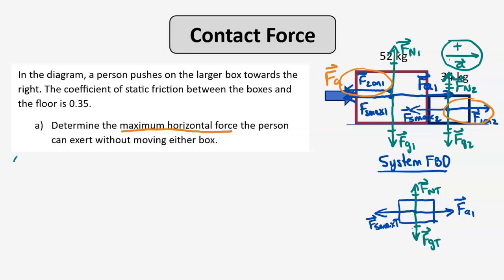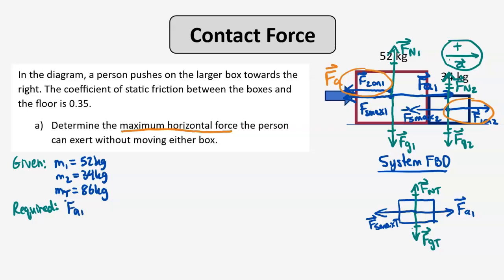Now we go through our givens and requireds, analysis, solution, and statement. The givens are that mass 1 is 52 kilograms. That's the one that we're pushing to the right on. The mass 2 is the 34 kilogram box. And then the total mass is the sum of those, which is 86 kilograms. The required value is the applied force, the maximum force to just not move the box. So it's FA1 that we don't know.